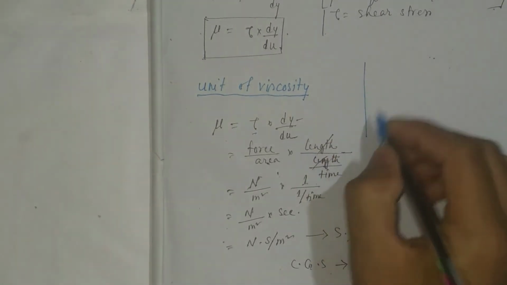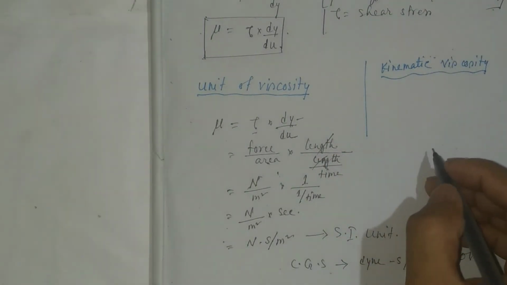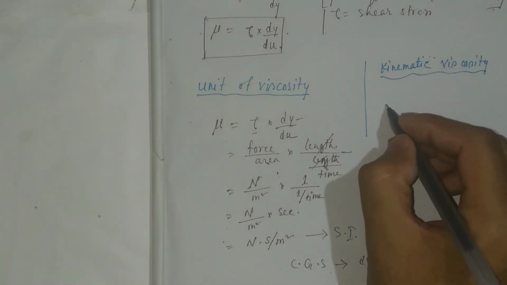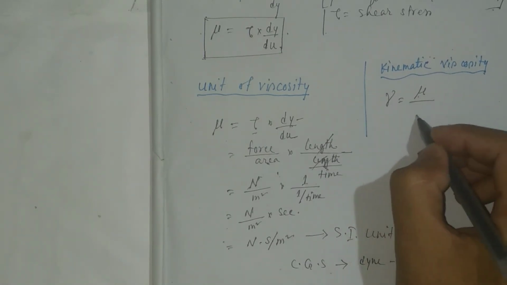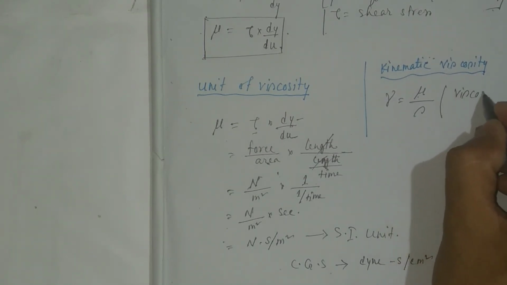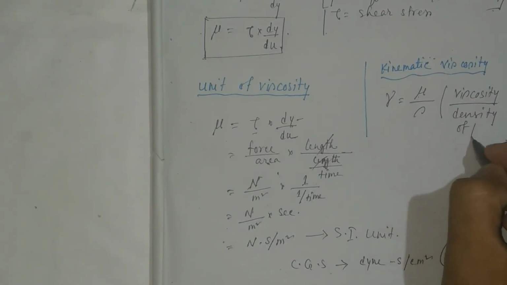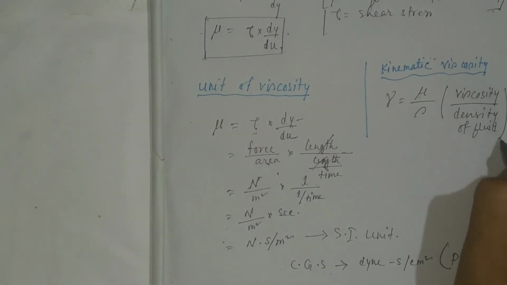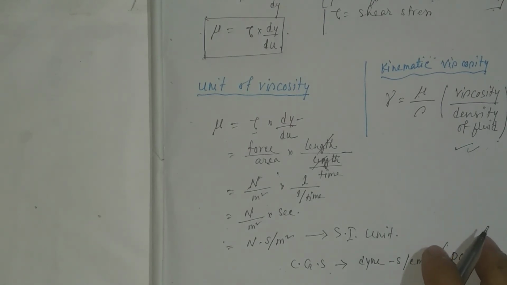Now the kinematic viscosity. Kinematic viscosity is denoted by the symbol nu. It is the ratio of dynamic viscosity to the density of the fluid. That is the viscosity per unit density of the fluid. Simply, this is kinematic viscosity. So, this was the dynamic viscosity and kinematic viscosity.